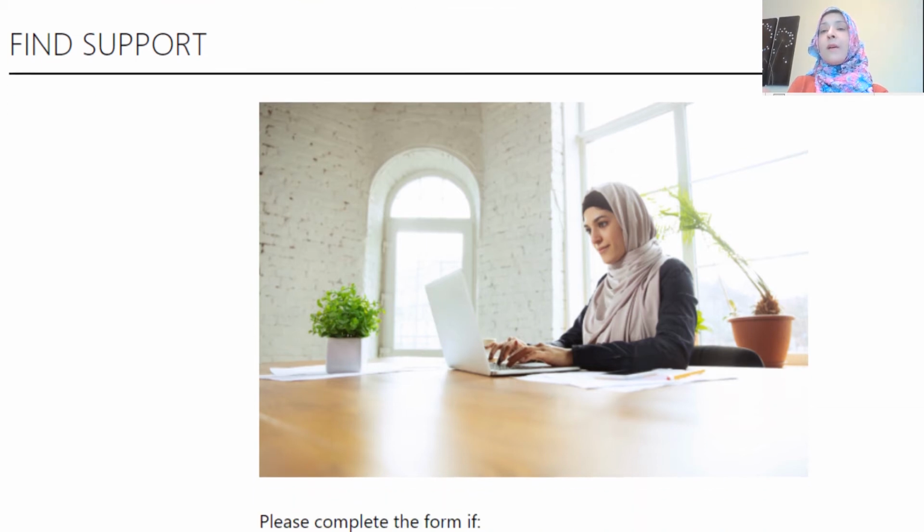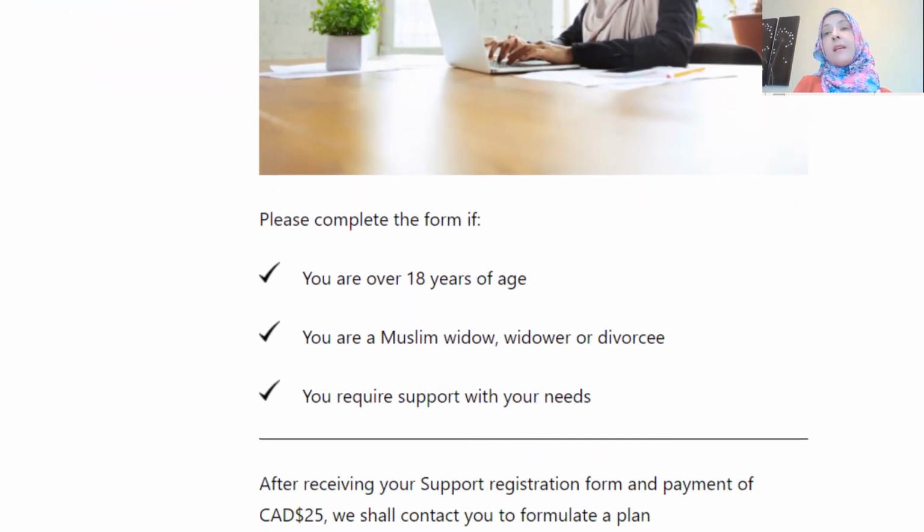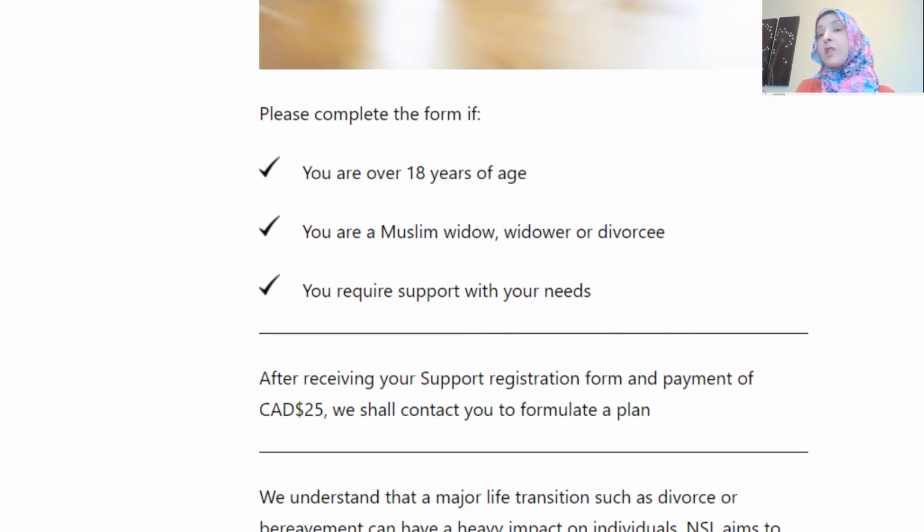So it begins with the checklist of eligibility. So they have to be over 18 years of age. They have to be a Muslim widow, widower or divorcee, and they require some type of support. There is a fee of 25 Canadian dollars for each applicant. This is to ensure that our applicants are serious about utilising our services. However, if they are unable to pay, then we don't want that to be a barrier and we can then negotiate with them or waive the fee.